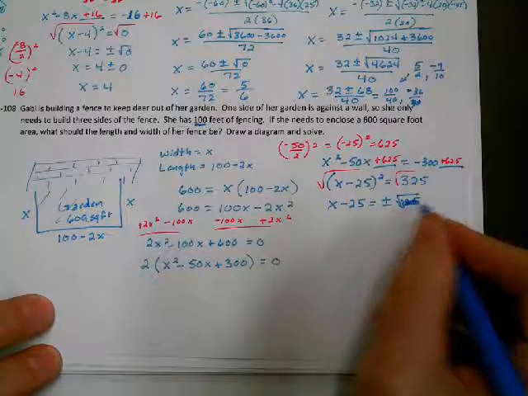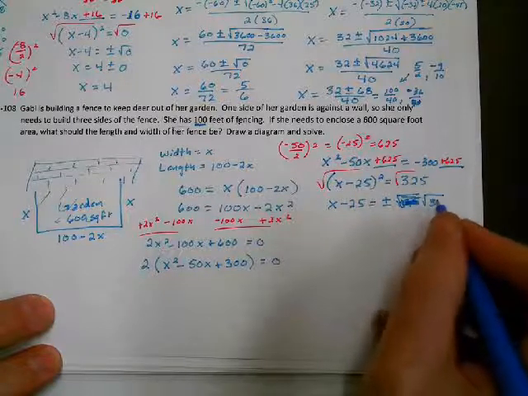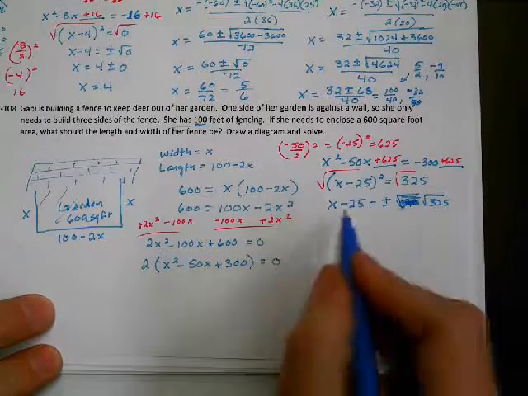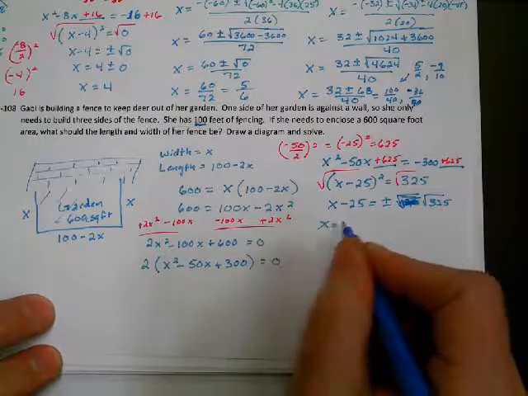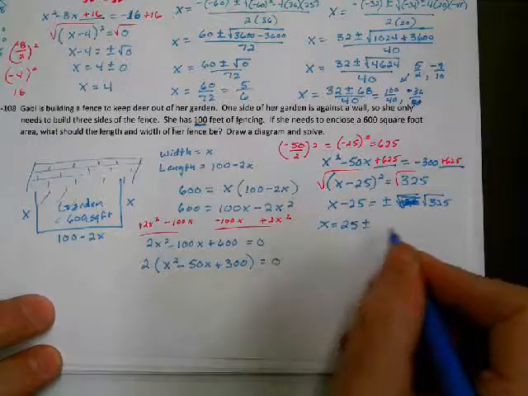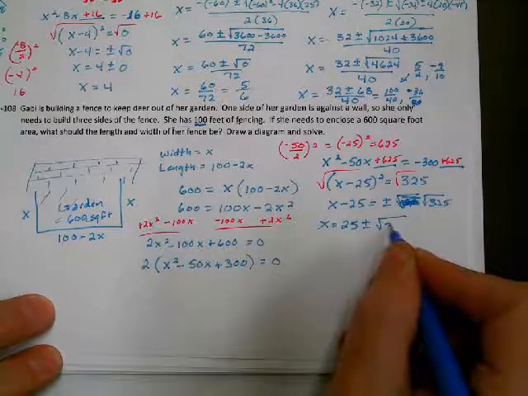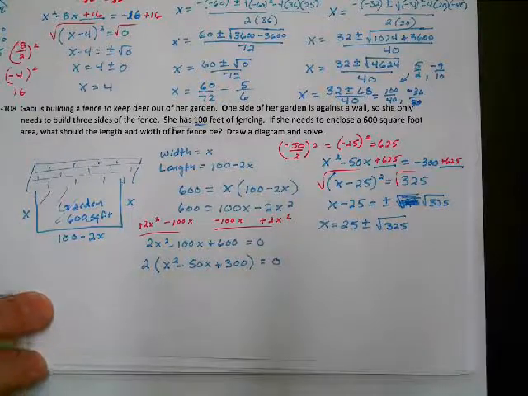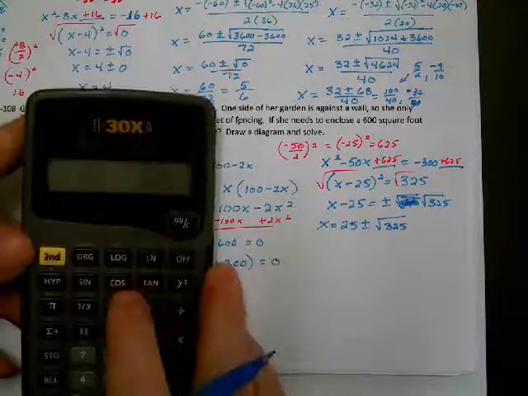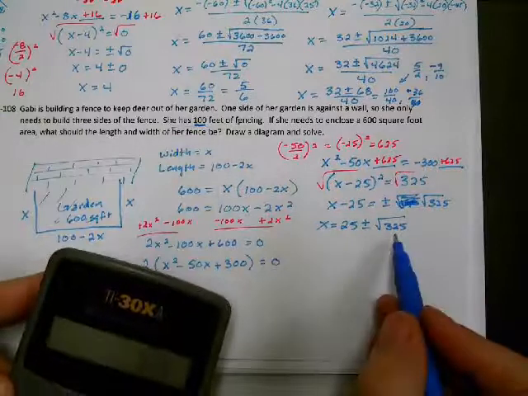All right, I'm going to add 25 to both sides. I get 25 plus or minus the square root of 325. Okay, I'm going to just take out my calculator and find out what the square root of 325 is. I mean, this is an answer, but, you know, nobody wants to leave your answer like this when you're talking about a problem.